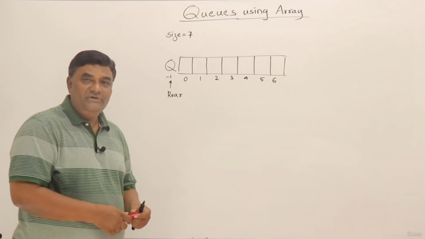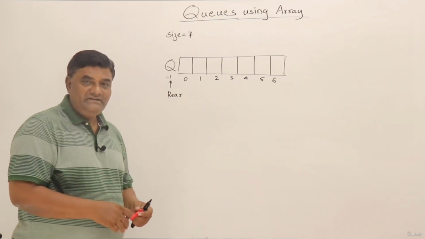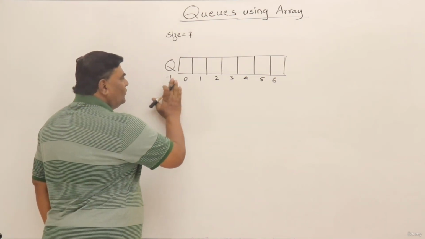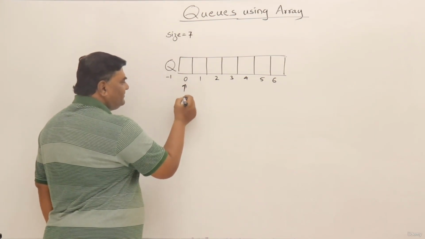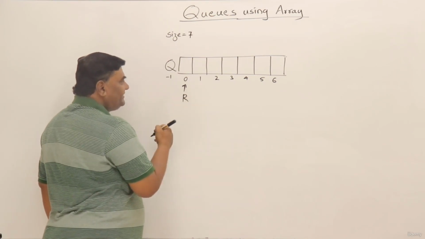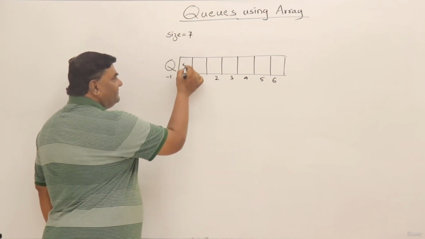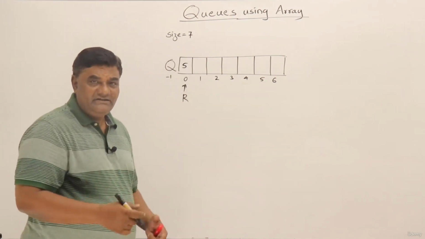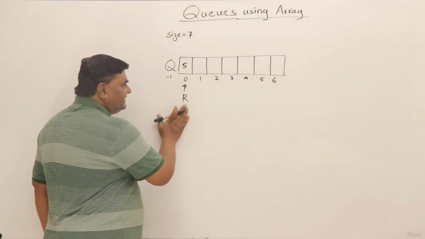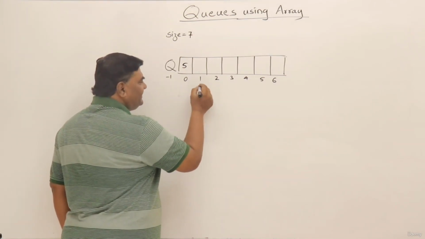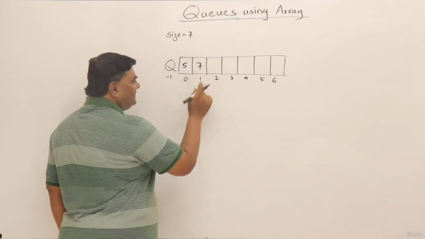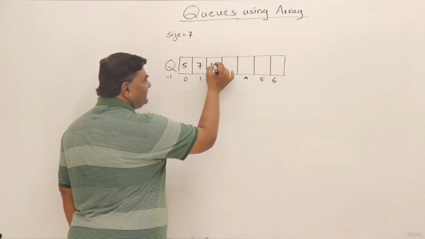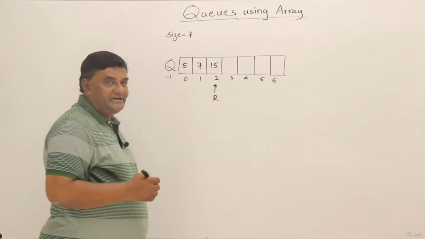Let us first insert a few elements. If I want to insert any element in a queue, then the procedure is to move rear to the next location. I'll just write R instead of writing the complete word rear, and insert an element. A new element is inserted. Just move rear and insert an element. Let me add a few more elements. Just increment rear to the next location and insert an element. Likewise, just move rear to the next location and insert an element. So this is how insertion can be done.